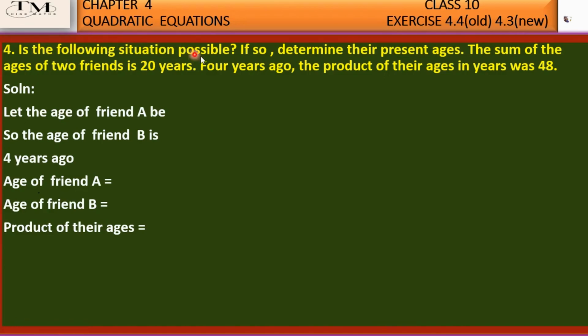Is the following situation possible? If this sentence comes, is the following situation possible, we have to check the nature of the roots, whether we get positive or 0 or negative. According to that, we have to follow the problem. If so, determine their present ages. The sum of the ages of two friends is 20 years. 4 years ago, the product of their ages in years was 48. Okay. So first let us check whether this situation is possible or not.